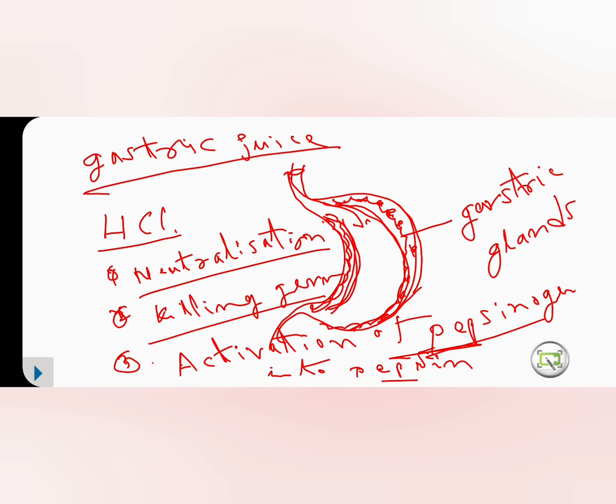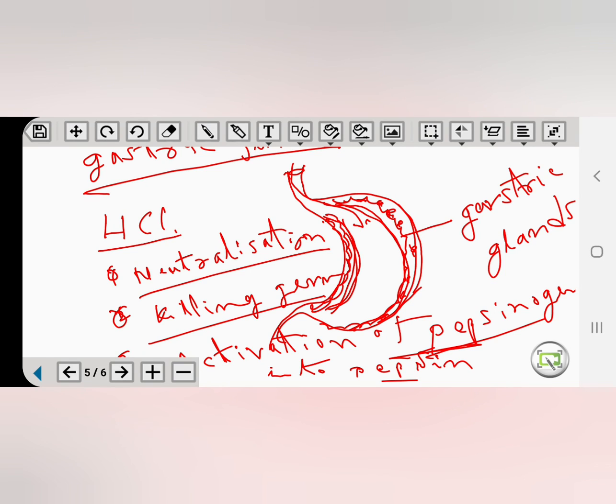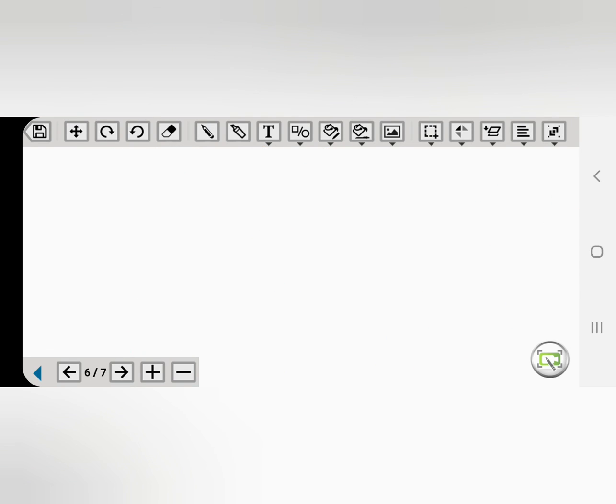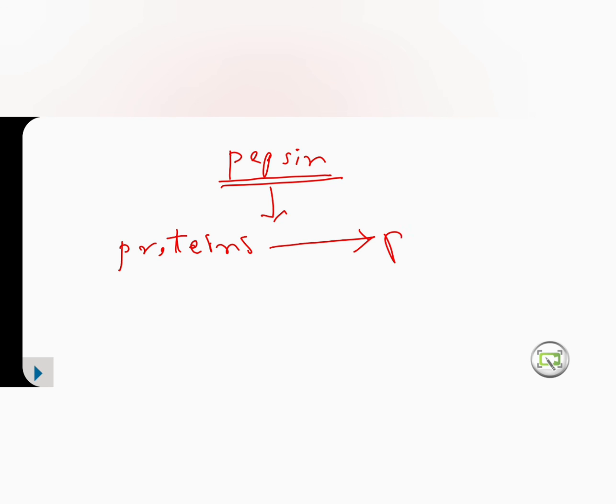Now let us see the working of this enzyme. So gastric juice contains an enzyme, that is pepsin. This pepsin is the active form of pepsinogen. Once pepsin is formed, it converts the remaining pepsinogen also into pepsin. This pepsin acts on proteins, and proteins are converted into peptones. Proteins are converted into peptones by the action of pepsin.